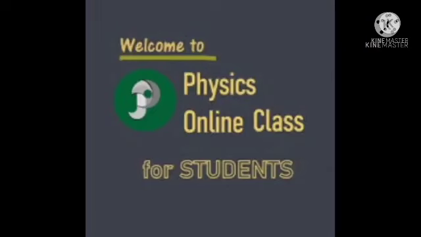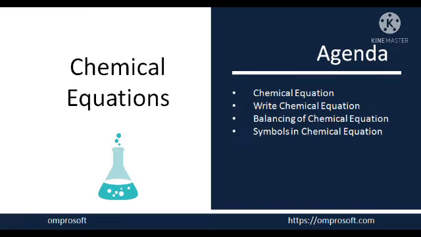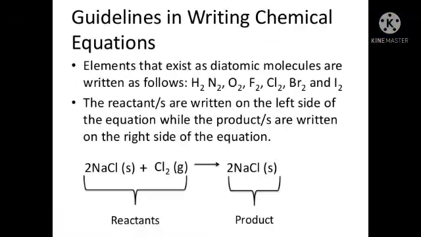Our second chapter name is Chemical Equations. Once again, I recall the previous topics: chemical equations, writing chemical equations, balancing of chemical equations, symbols in chemical equations, and how to express the chemical equations. That means physical states of the chemical equations.